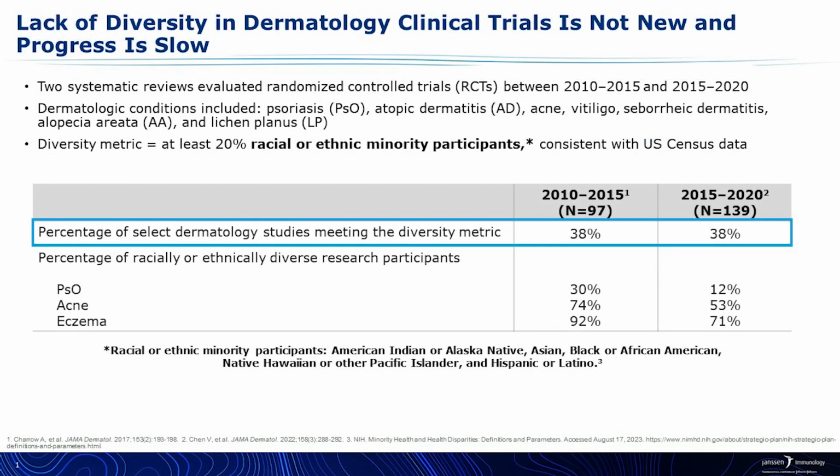Lack of diversity occurs in dermatology clinical trials as well. Two systematic reviews evaluated randomized controlled trials in specific dermatologic conditions between 2010 and 2015, and again in 2015 to 2020. The diversity metric was defined as at least 20% racial or ethnic minority participants. The reviews showed that the diversity in select dermatologic studies had not increased past this level over these time points.